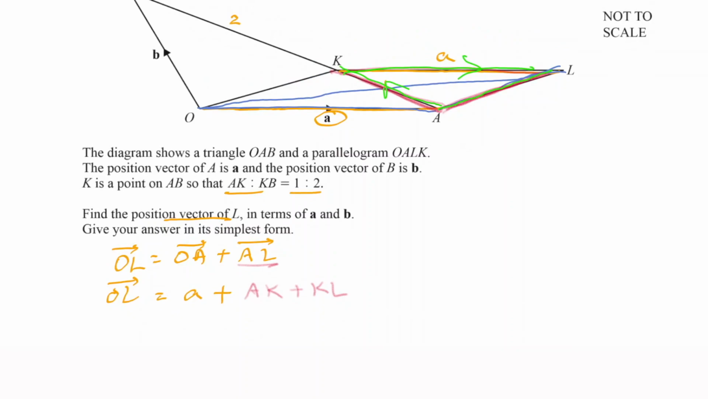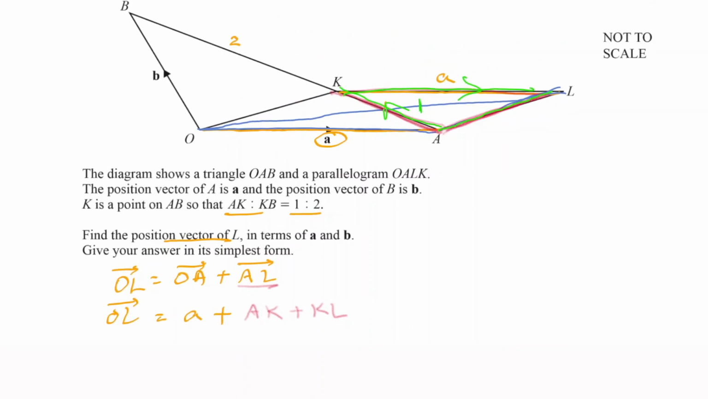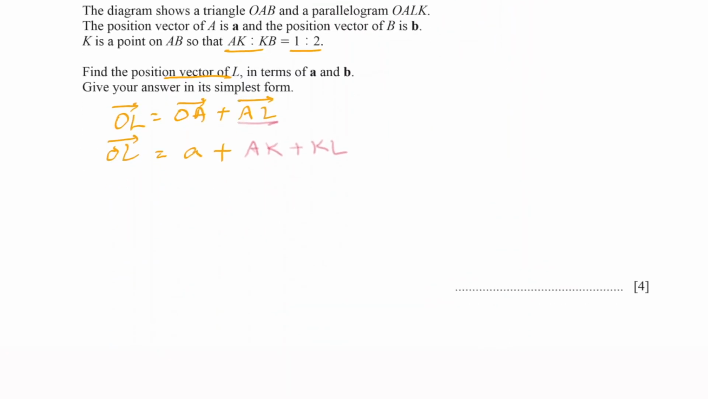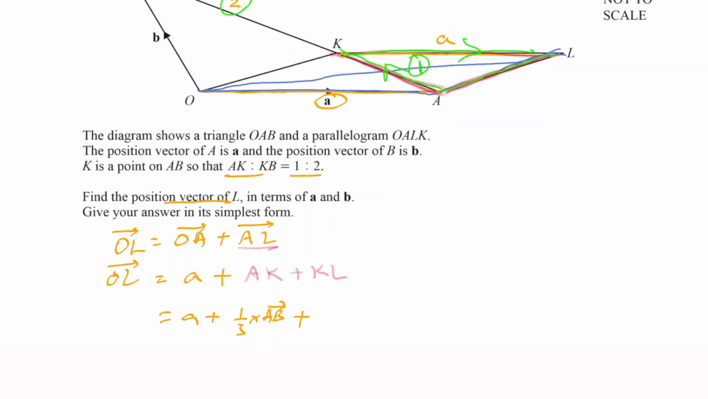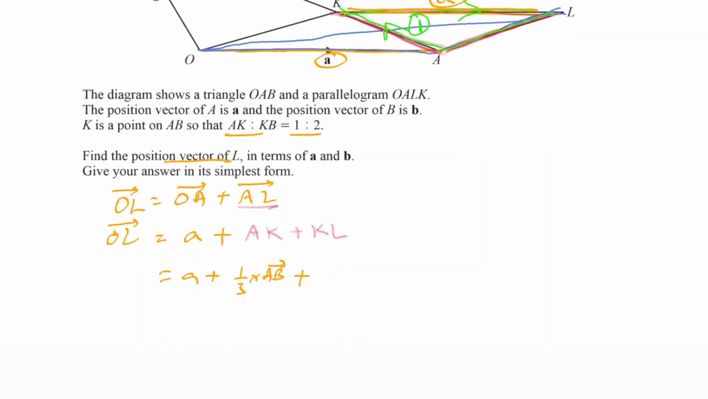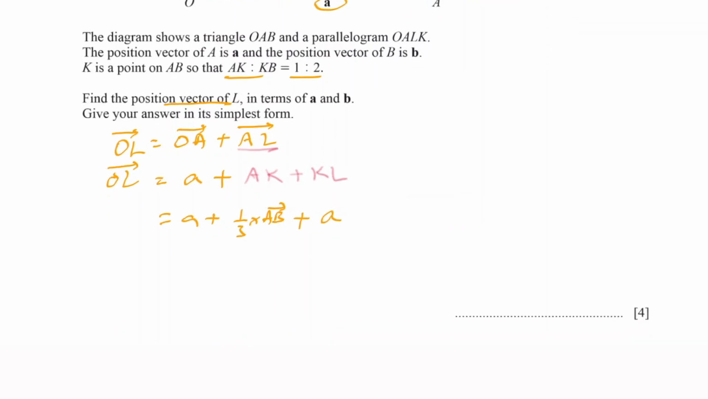So what is AK? Because this ratio was 1:2, AK will be 1 by 3, right? The 1 by 3 comes from the total parts, right? 1 by 3 of AB. So we can write it as A plus AK, which is 1 by 3rd of AB, plus KL. As I told you, the KL value is actually equal to A because it's a parallelogram. So KL is A.